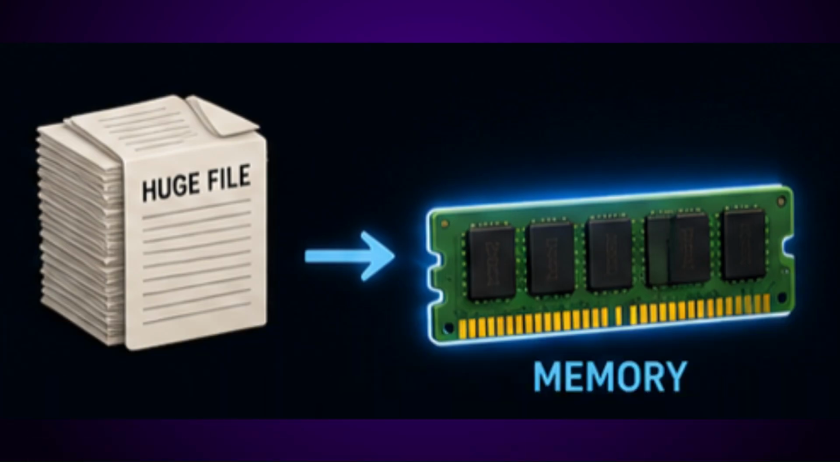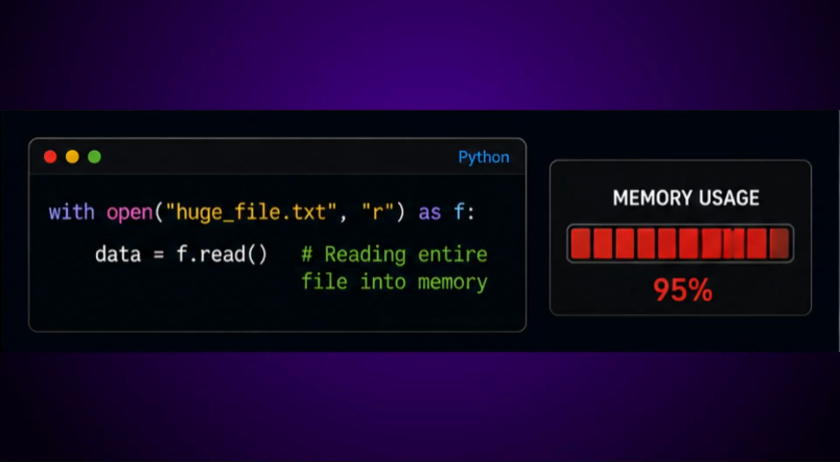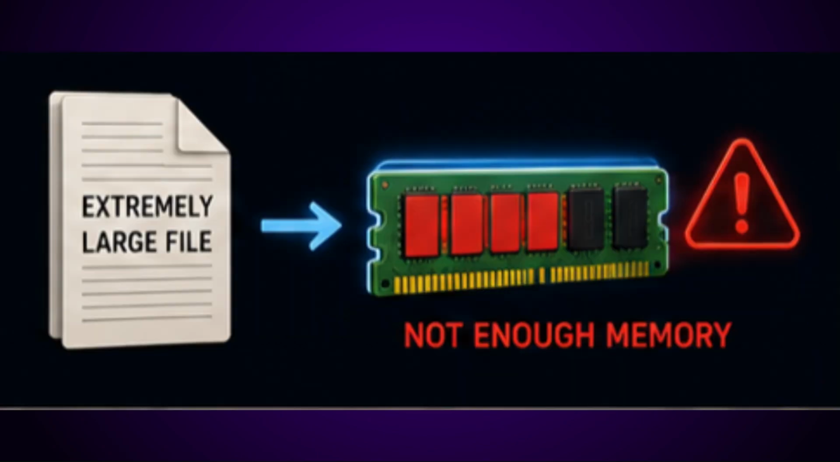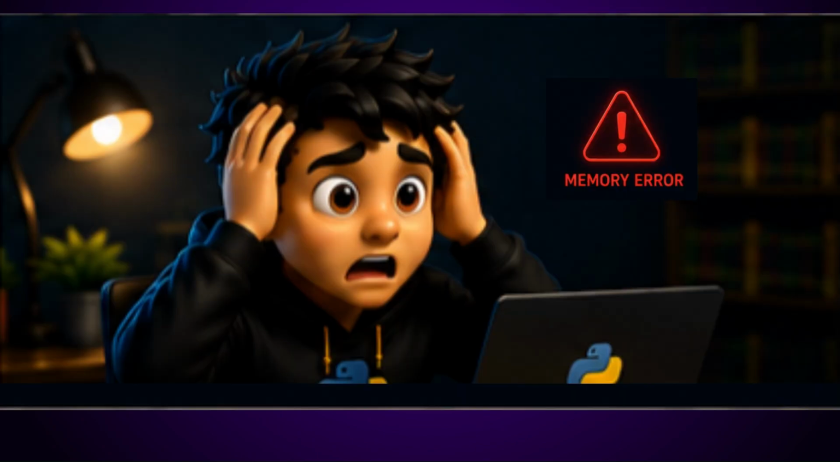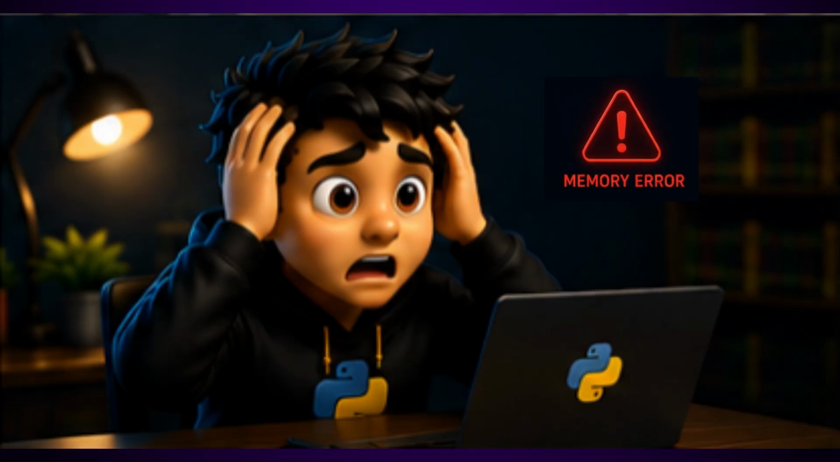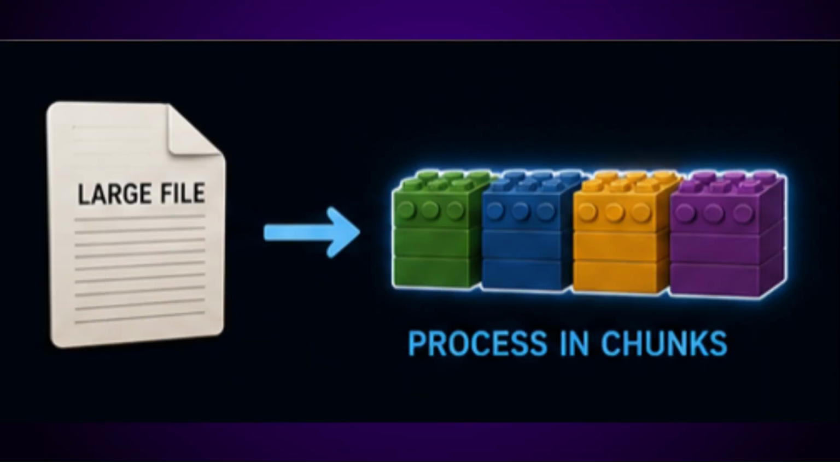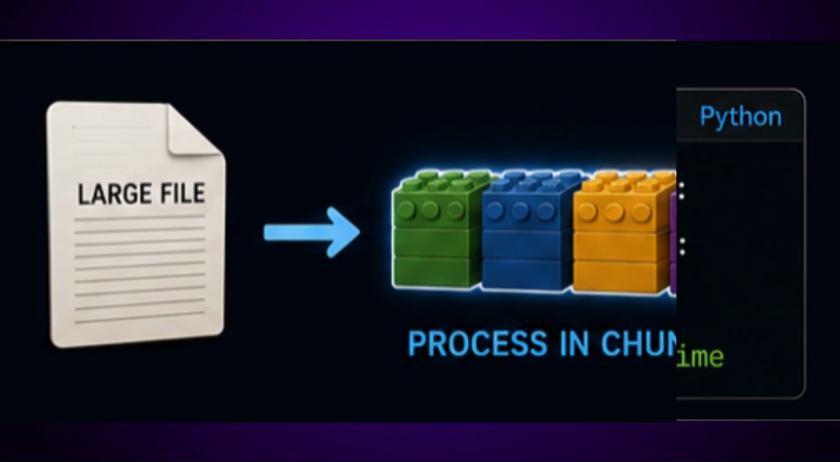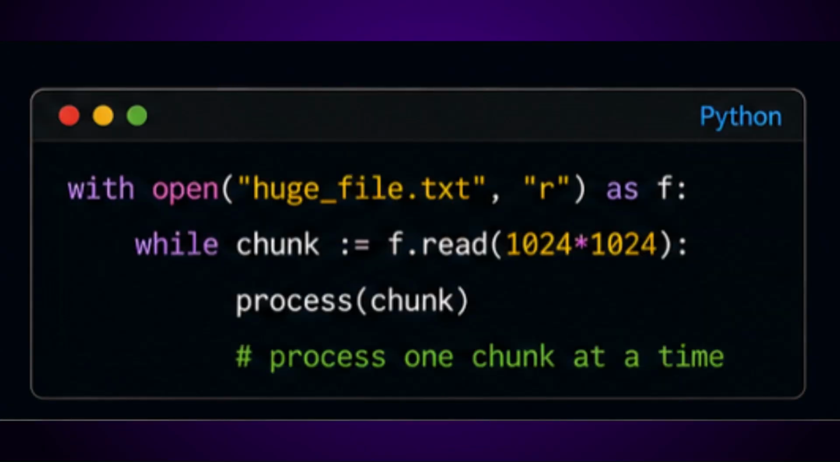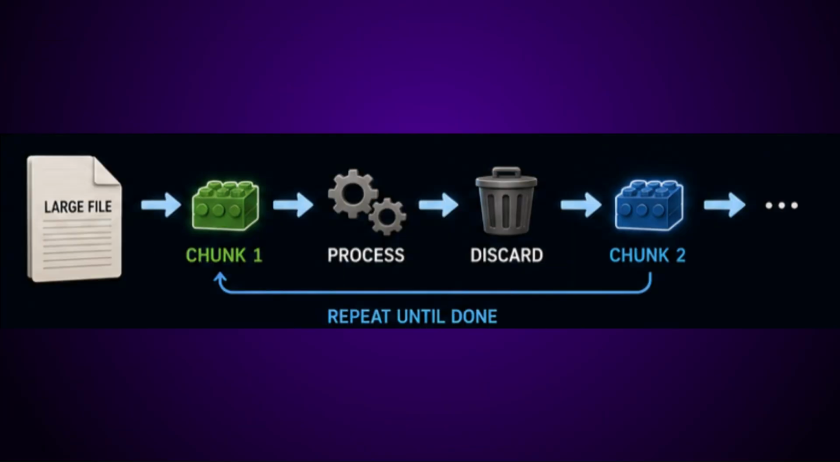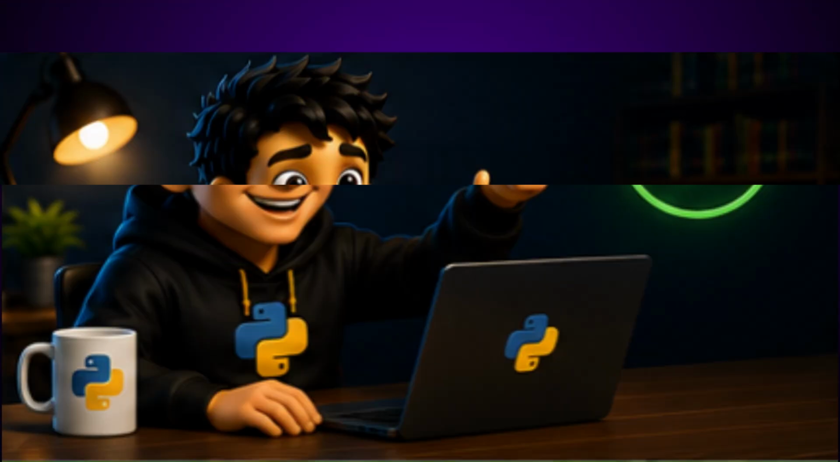One common cause is loading huge files into memory all at once. If the file is extremely large, the program may run out of memory. A better approach is processing data in smaller chunks. Now, only a small portion of the file stays in memory at a time.